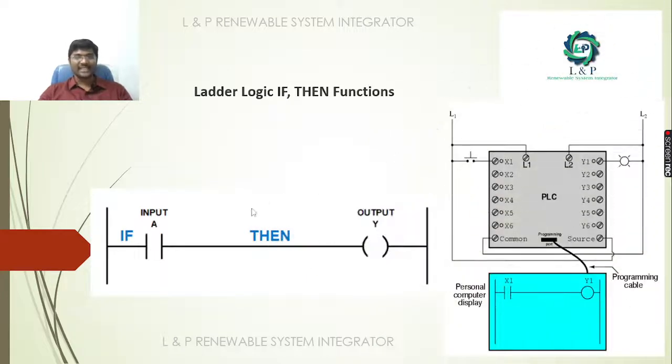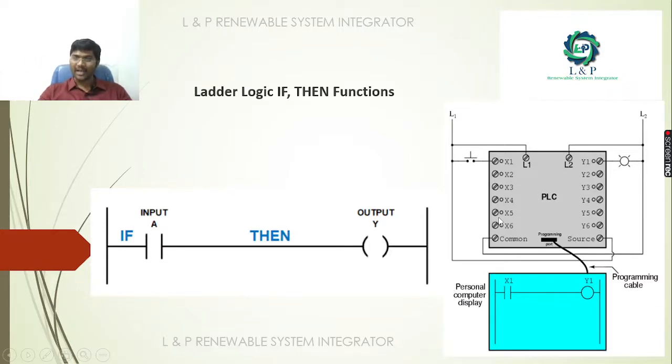See here, this is an example of how the if-then function can be used in ladder logic. Here are two rungs. We are giving a function as: if A is on, then make this output on. So this is the if, then make this Y output on. So we are giving the if-then function here. Now let us get into the topic.